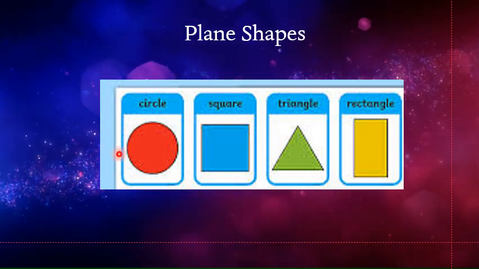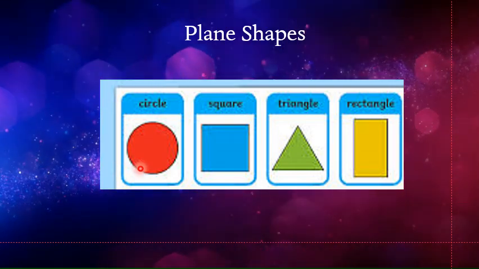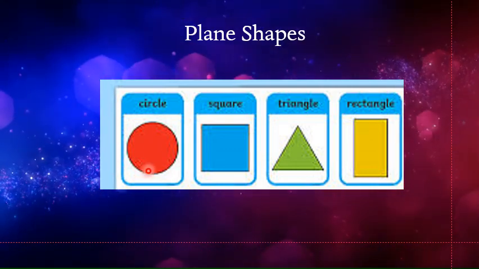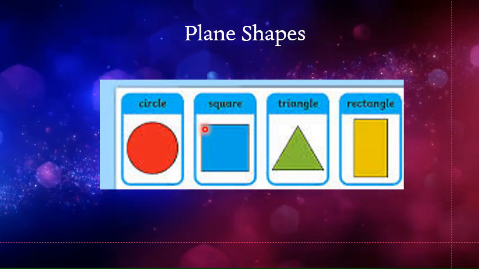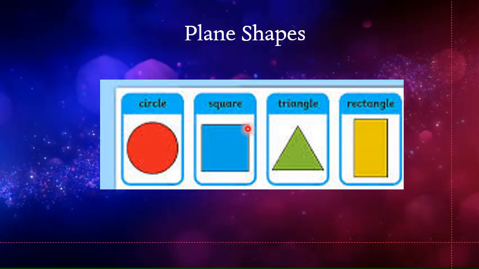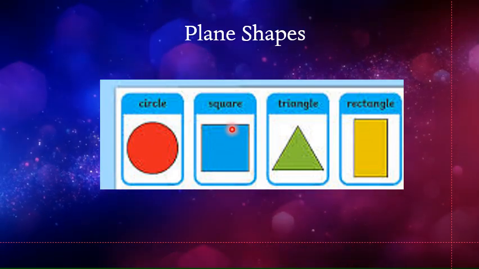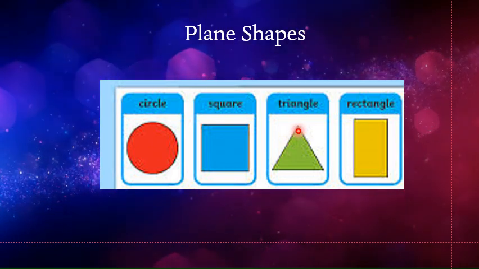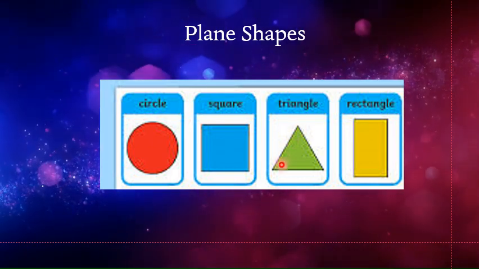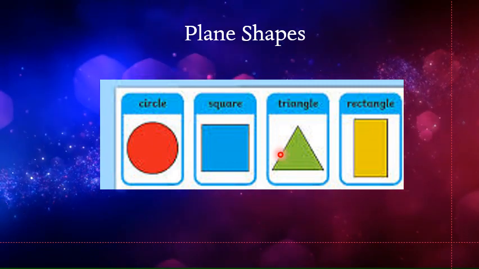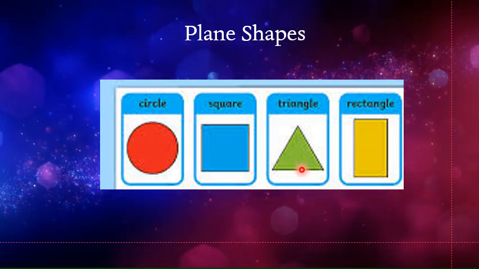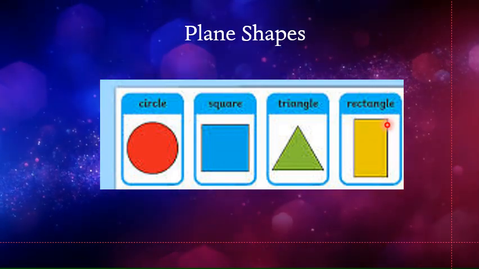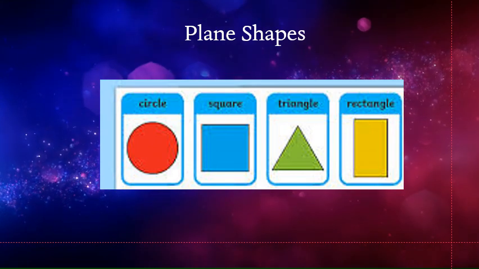Like we've learned in previous lessons, we have the circle that goes around and around and around. We have the square that has four corners and four equal sides. And then we have the triangle that has one, two, three corners and three equal sides. And then we have the rectangle that has four corners and four sides.